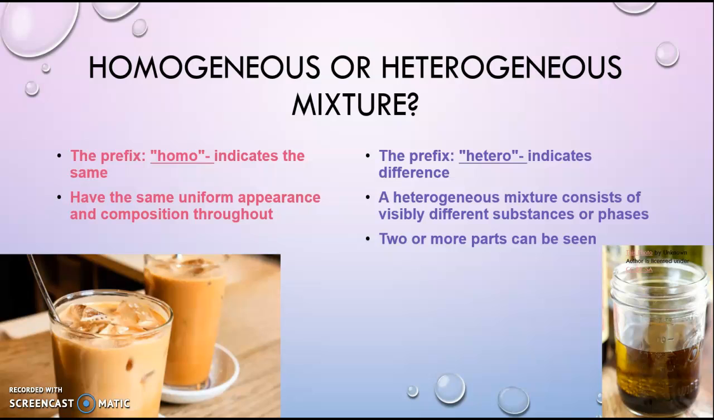Think of coffee. Coffee has cream, sugar, and water, and coffee beans, but they're all thoroughly mixed together. In contrast, you could think of something like salad dressing, where you can clearly see the separate ingredients, like the vinegar and the oil. This is because it is a heterogeneous mixture, which consists of visibly different substances.